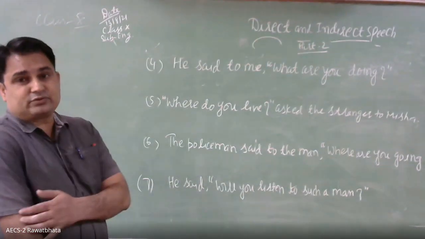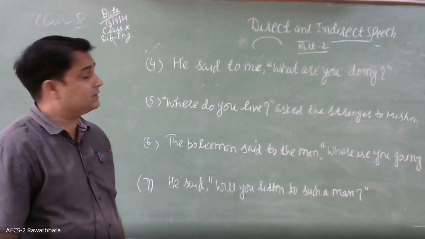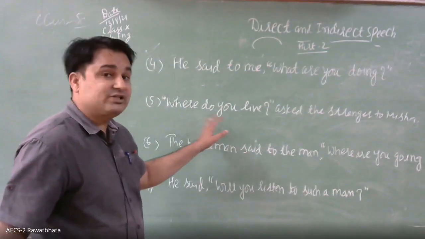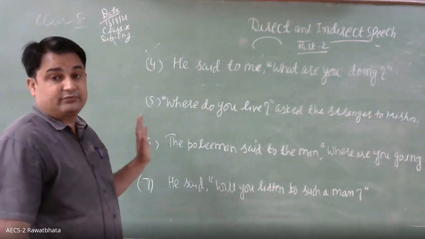Where did she live? Asked the stranger to Misha. So we will use it directly: where she lives. The stranger asked Misha, where do she live? Where she lived. Where she lived.